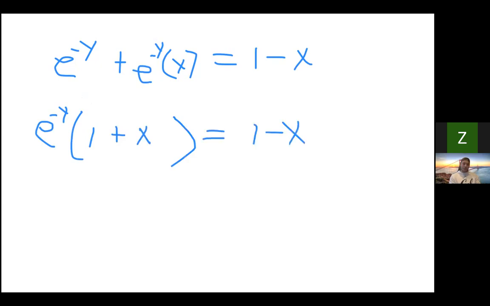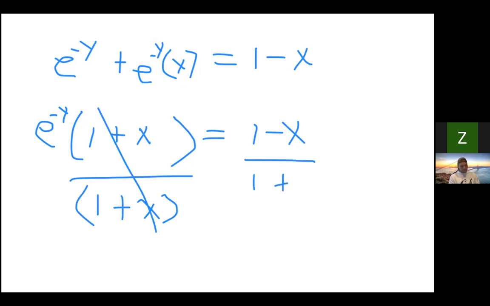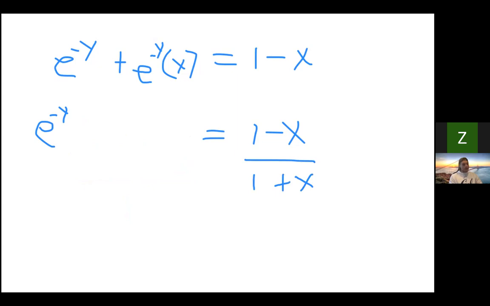All right, we said we wanted to have e to the negative y all by itself. Let's go ahead and divide. If we divide by 1 plus x, because these two terms are multiplied by each other, that cancels out. We divide this side by 1 plus x. Okay, we can now rewrite this expression as simply e to the negative y is equal to 1 minus x over 1 plus x, right? These cancel out. We are left with 1, technically, 1 times e to the negative y. So we are now at this step, e to the negative y.